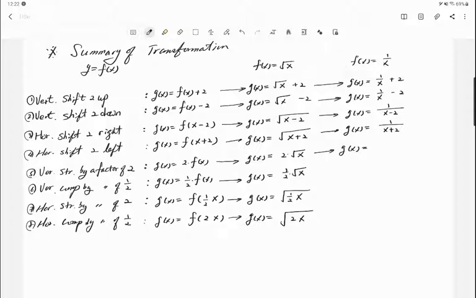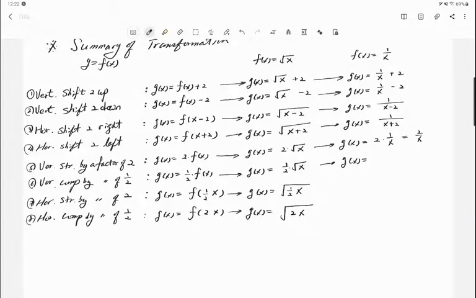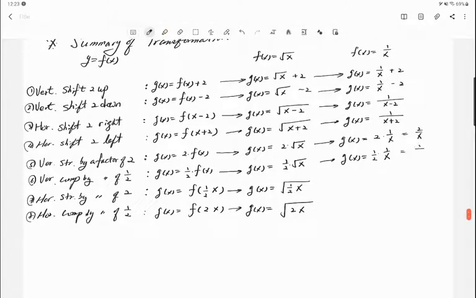Okay, how about vertical stretch by a factor of 2? Vertical stretch means multiply 1 over x, the f of x, by what? 2. That's it. So if you rewrite it, then it's 2 over x. Okay, and then if you multiply the original function by 1 over 2, then this is vertical compression by a factor of 2. So if we rewrite it, then it will be 1 over 2x.